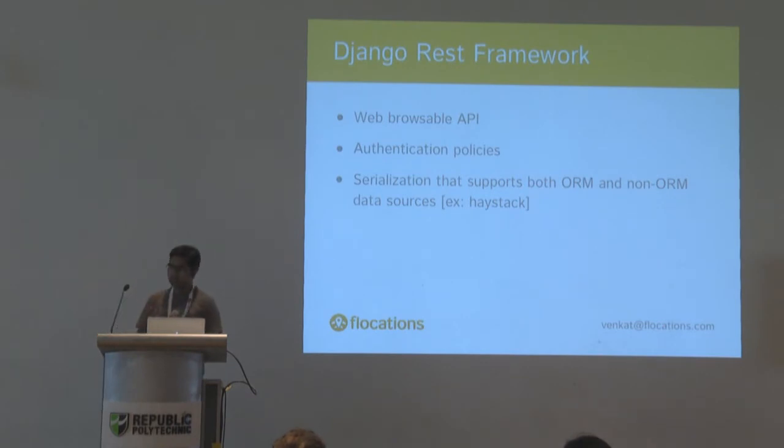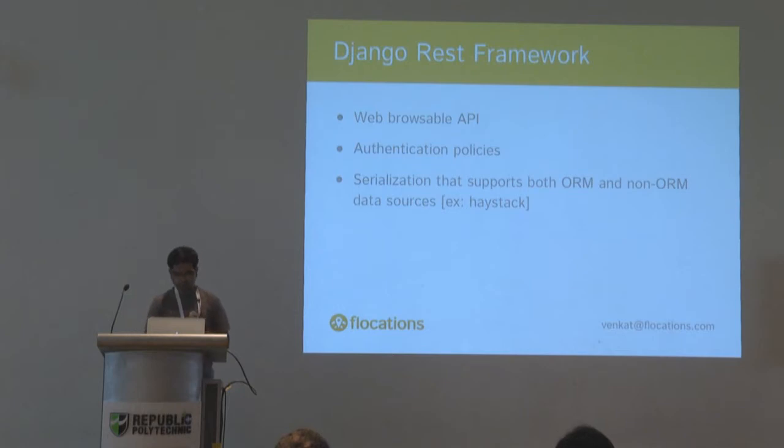So whoever has run an API knows the pain of explaining the API and its changes to others. The Django REST framework provides a web browsable API, so explaining to another developer or freelancer is very, very easy. It also provides authentication and serialization support. You can expose your model as an API, as well as data from non-ORM sources like Haystack. In our case, we'll be getting the data from Haystack and exposing it in the API.